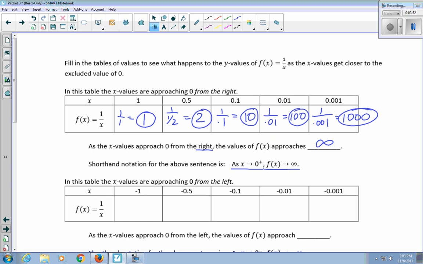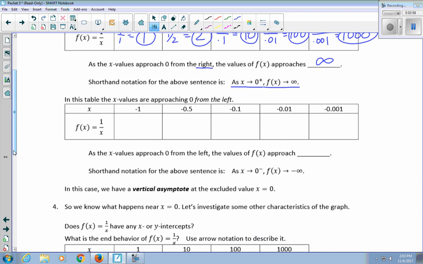So let's see what happens if we approach 0 from the left. Okay, so from the left side of 0 on the number line. So I'm going to plug in negative values that get closer and closer to 0. So if I put in a -1, 1 over -1 is -1. 1 over -1/2 is -2. 1 over -0.1 is -10.